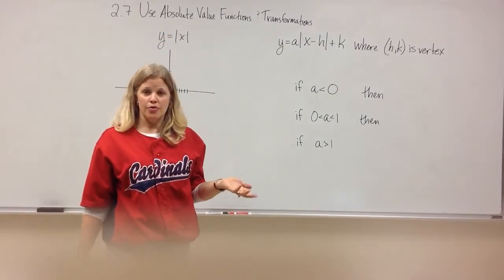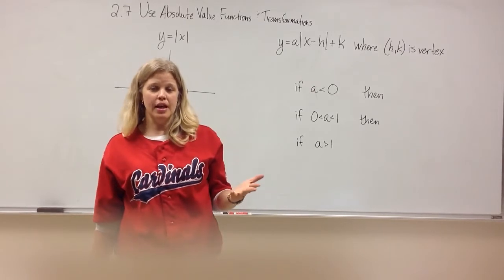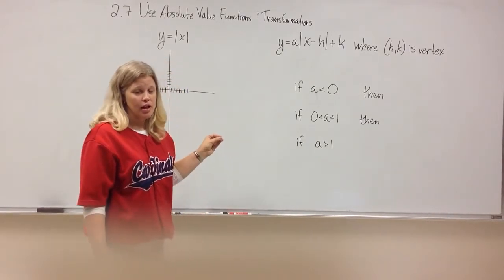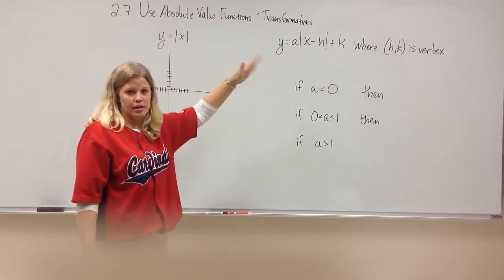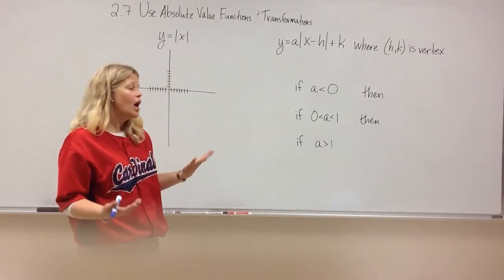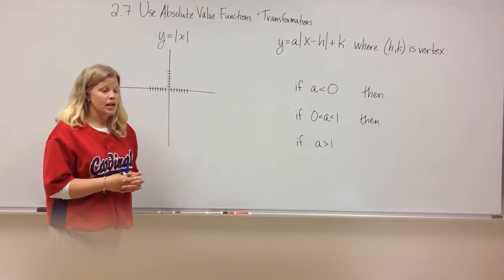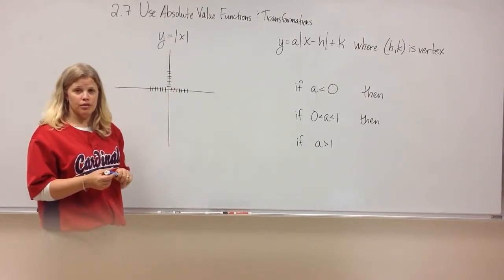Now, remember, functions is just a fancy way of saying that each input can only be mapped to one output. So one domain can't have a choice, okay? What we need to look at is for absolute value, what does the graph look like?